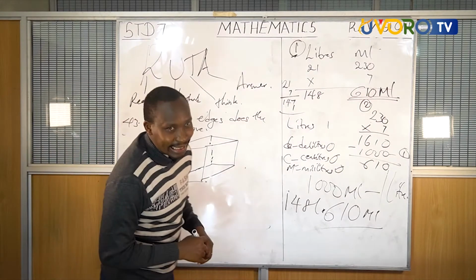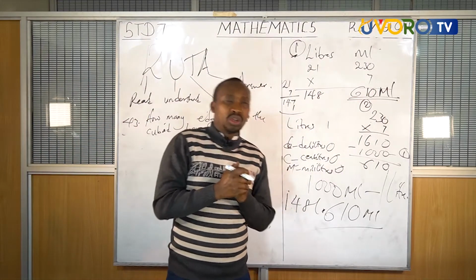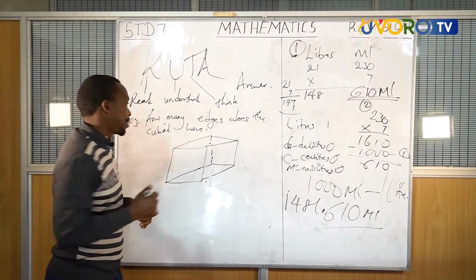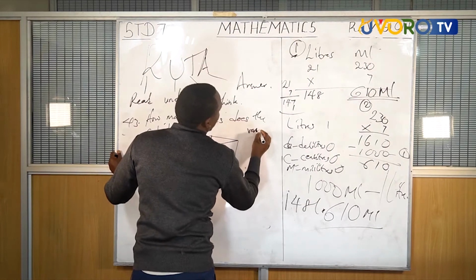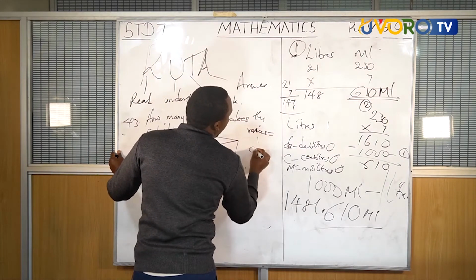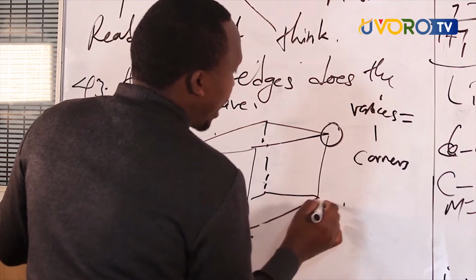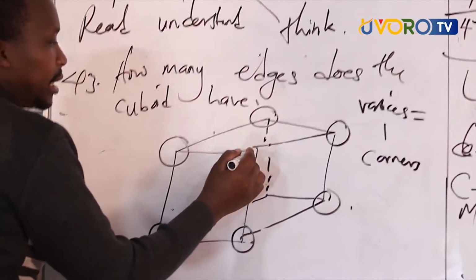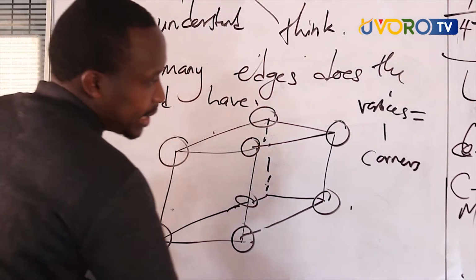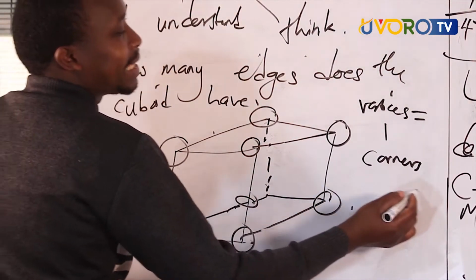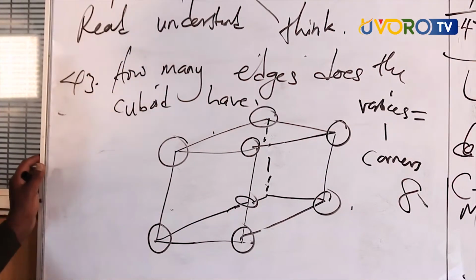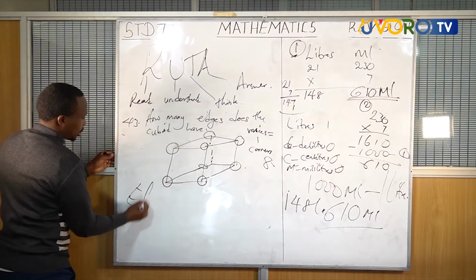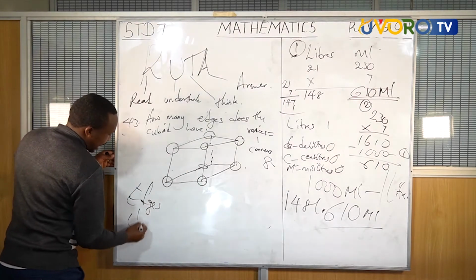Edges are the lines. That is what we call edges. Vertices are the corners. These are the corners. Corner 1, corner 2, corner 3, corner 4, corner 5, corner 6, corner 7, corner 8. Meaning, it has 8 vertices. But now we are asked about the edges. Edges, these are the lines.